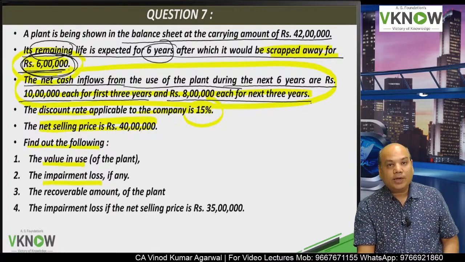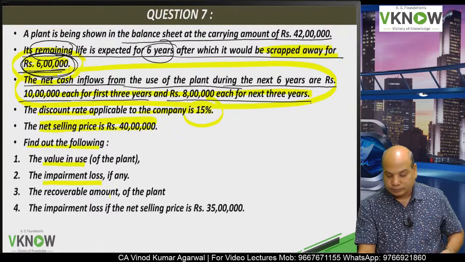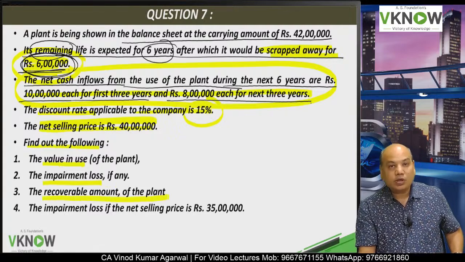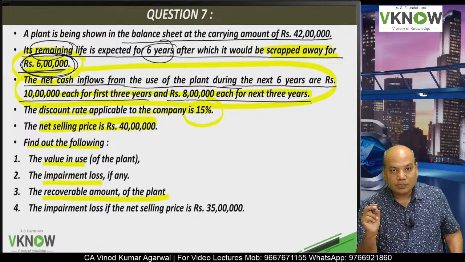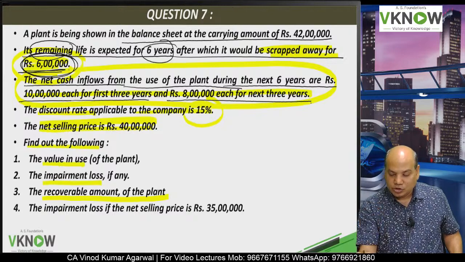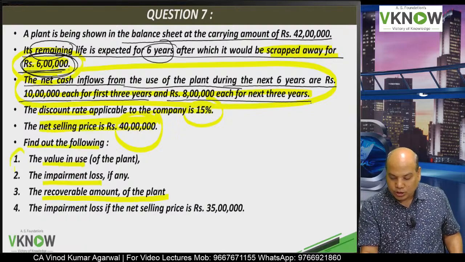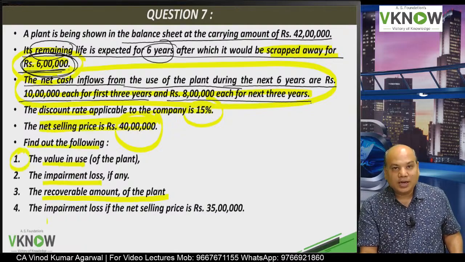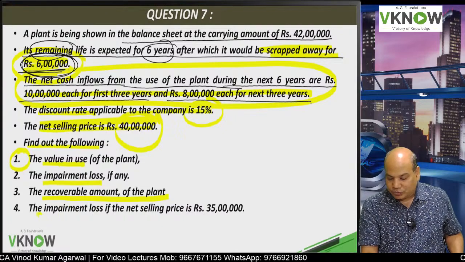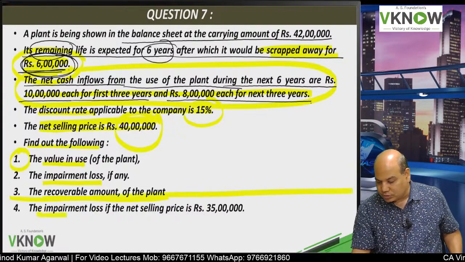Then you have to compute impairment loss, if any. Recoverable amount of the plant is the higher of the two: net selling price, which is given 40 lakh, and value in use, which you are going to compute in step number 1. And finally, so this is your first question.